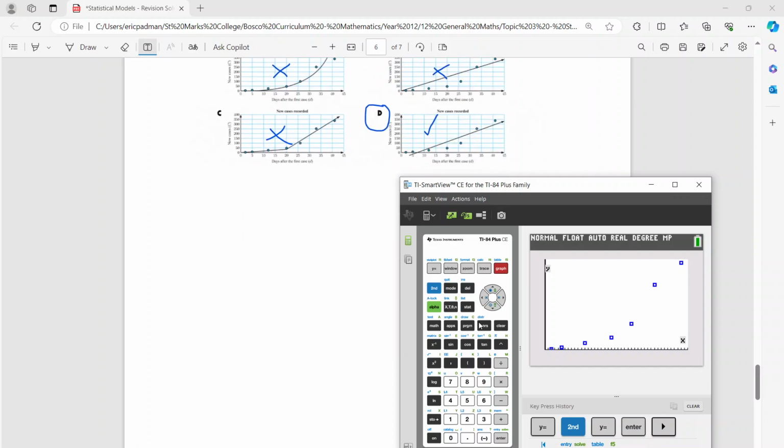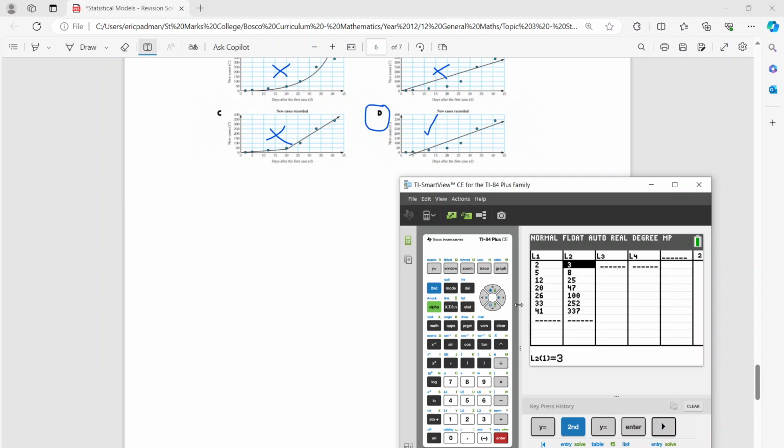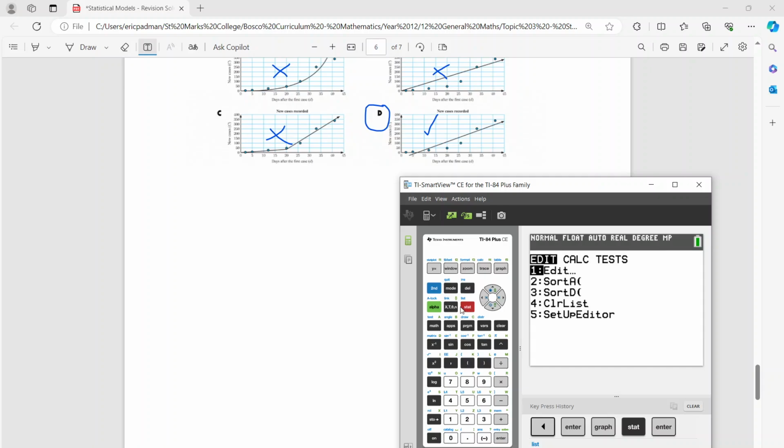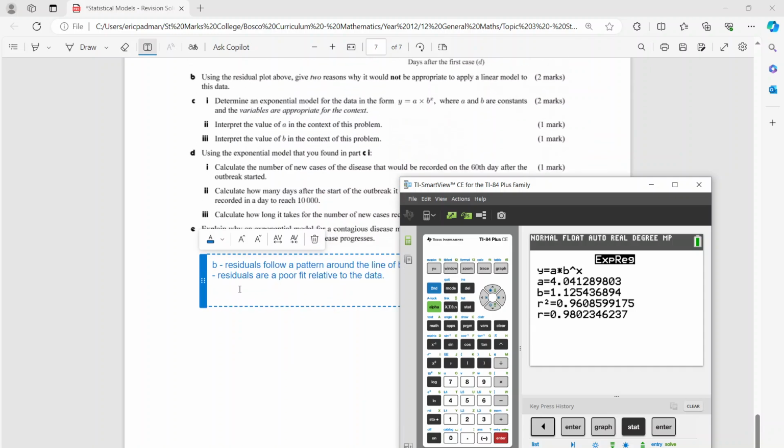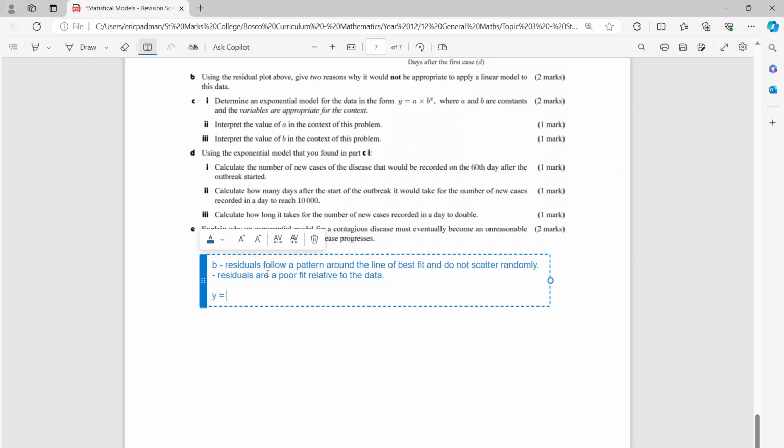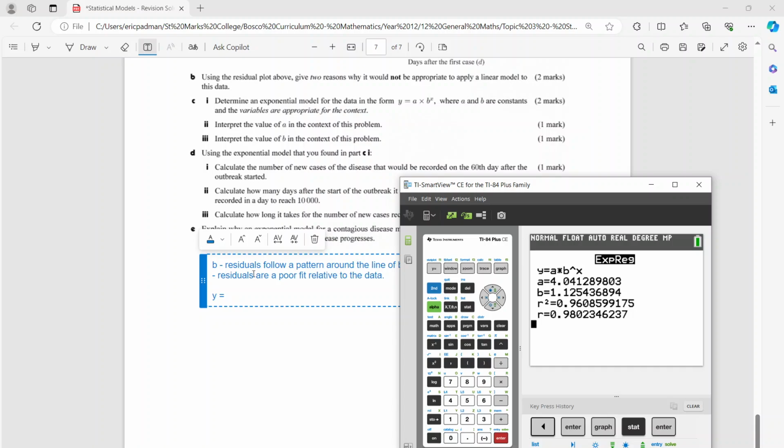And then we can go, oops, that's what I wanted. I want to go into calc, and I want to do exponential, ExpReg. Okay. All right. Similar models of data, and the constants are in context of data. All right. So y equals 40.41.